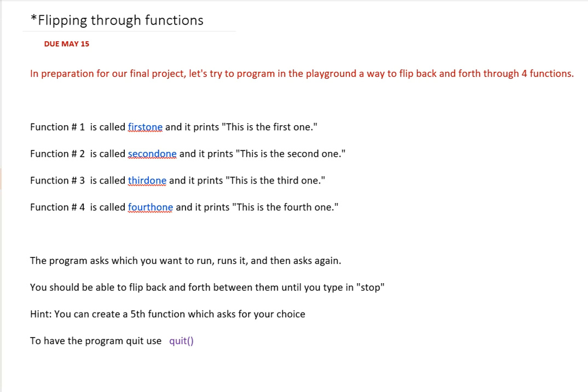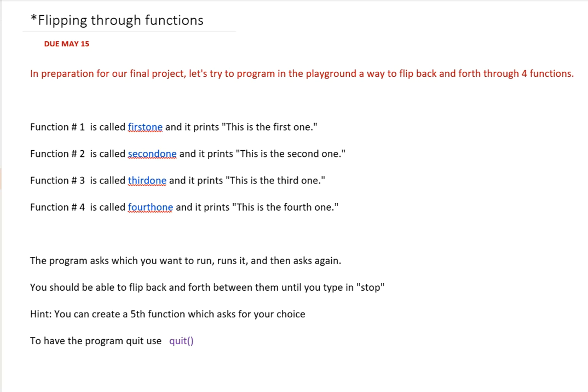So I want you to write a program and it's going to consist of at least four functions. All right, so each function, I'm just labeling each function first one, second one, third one, fourth one. And for each of the functions, all it's going to do is print. So if you pick the word first, it just prints out this is the first one. And if you say second, it prints out this is the second one. So if it asks you which one you want, you can say first, and then it prints this is the first one. Then you can say fourth, and it prints this is the fourth one. Then you can say first again, and it prints this is the first one.